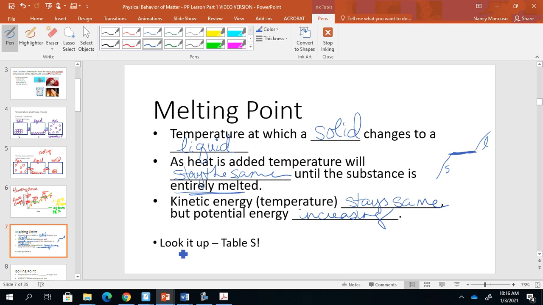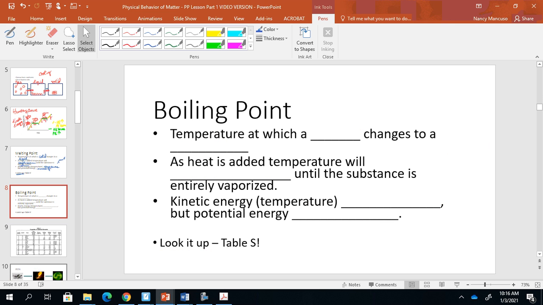All right, we can look up melting points right on table S. So if I go across from, I have my reference table right here, of course. If I look at hydrogen, it melts at 14K, or lithium melts at 454K, or calcium melts at 1,115K. So I can look up melting points.